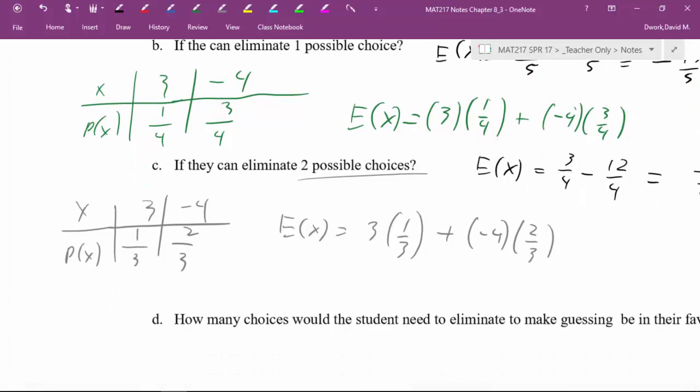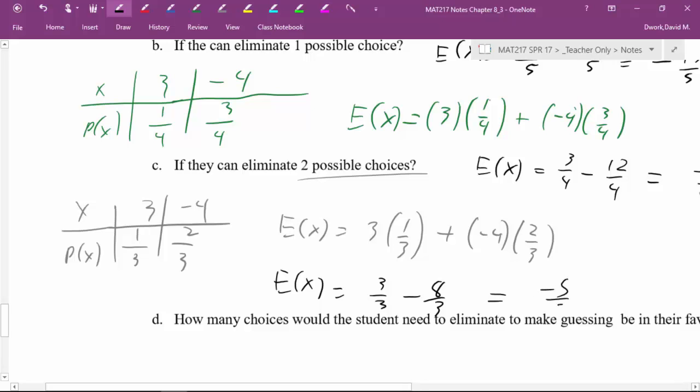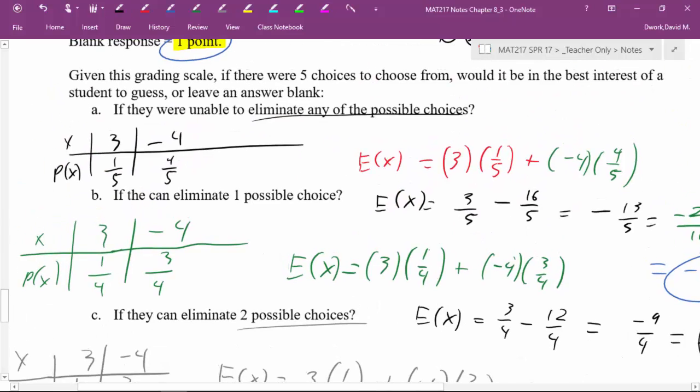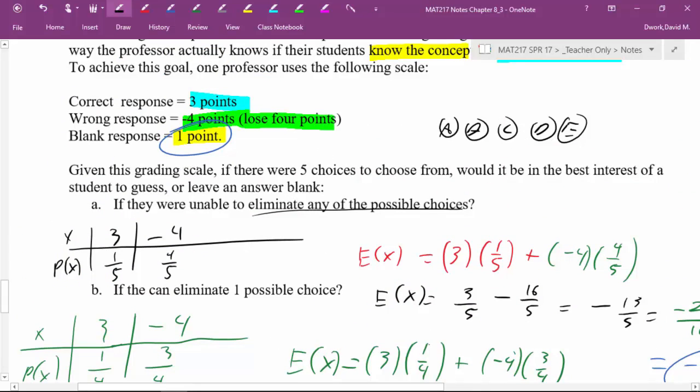And does this finally get us to the point where guessing makes sense? Well, 3 times 1/3 is 1. Actually, I'll keep common denominators. 3/3 minus 8/3. Nope. So we're still at -5/3, which means I still have a negative expected value, right? And as a decimal, this is -1.6 repeating. So what does that mean? Well, that means I still don't want to guess because I'm losing 1.6 points per guess on average, and I get 1 positive point for leaving it blank.